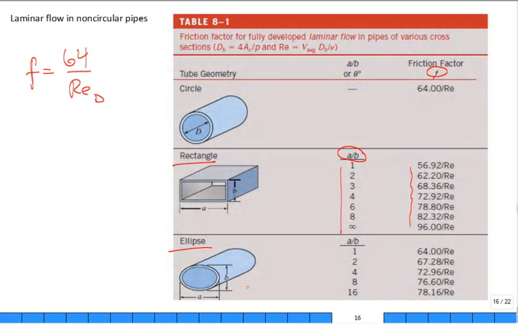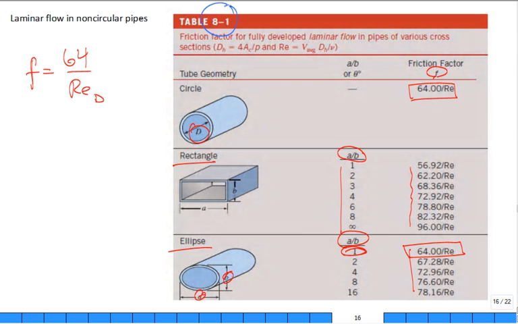How about for the ellipse? Same thing. What is the ratio? And here it is. Notice that on the ellipse, when A over B is 1, you're back to a pipe. And you're back to 64 over Reynolds number for flow in a pipe. This table is nice to see in the textbook. I think it's in every textbook, but let's be honest.